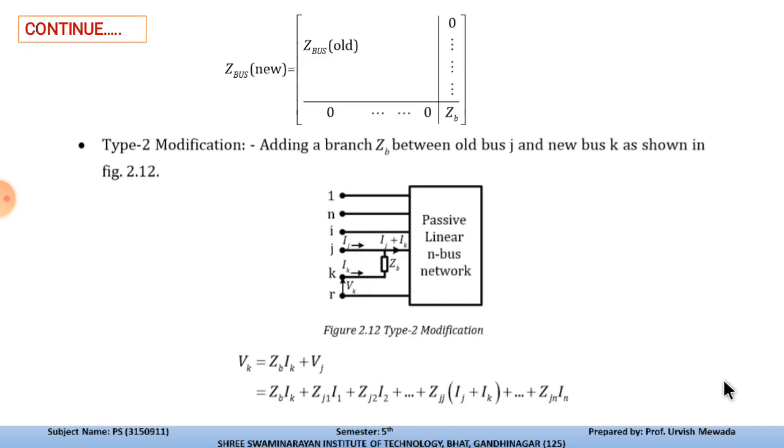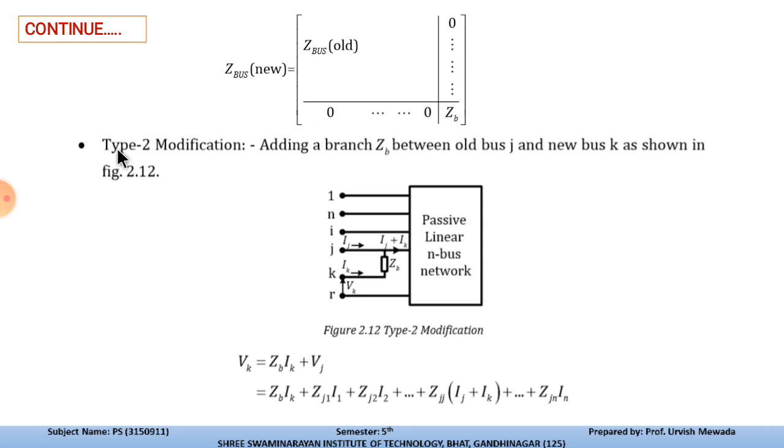Let us discuss the Z bus formation using this. Z bus old means, if we have 4 buses, then Z bus old will be a 4 cross 4 matrix, and we have one line added, that is K. So the new impedance which is added, that is ZB, goes in the diagonal. So ZB is added over here.